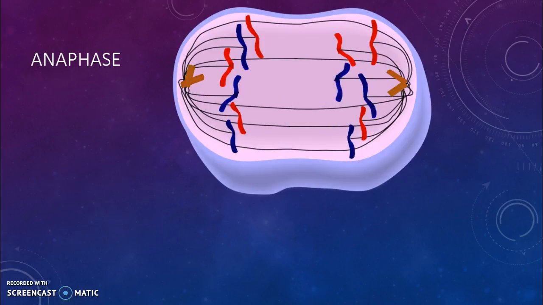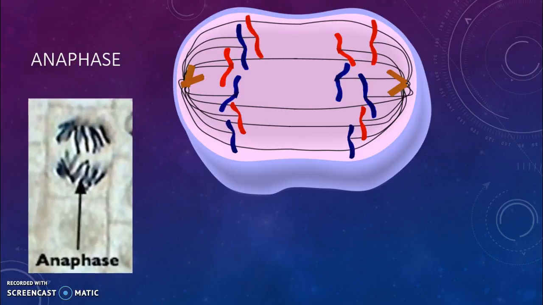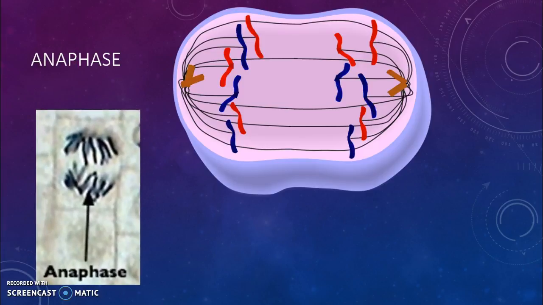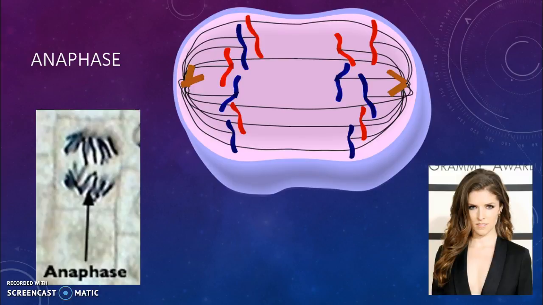During anaphase, the spindle fibers pull the sister chromatids to separate ends of the cell. This is a photo of anaphase in an onion root cell. A good way to remember what happens in this phase is to imagine Anna Kendrick breaking up with you.